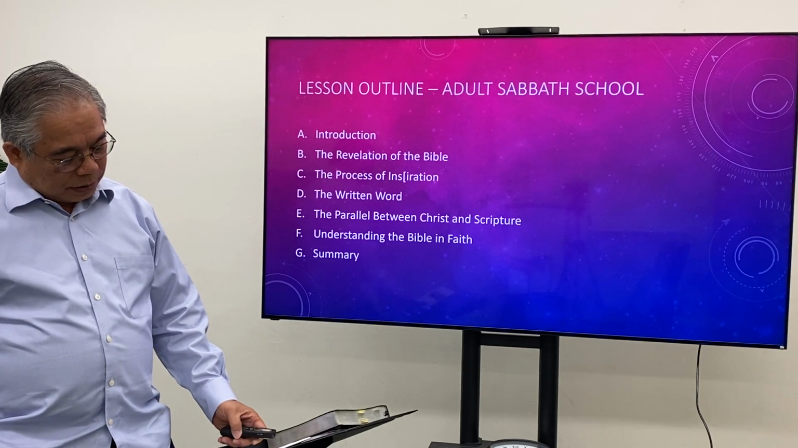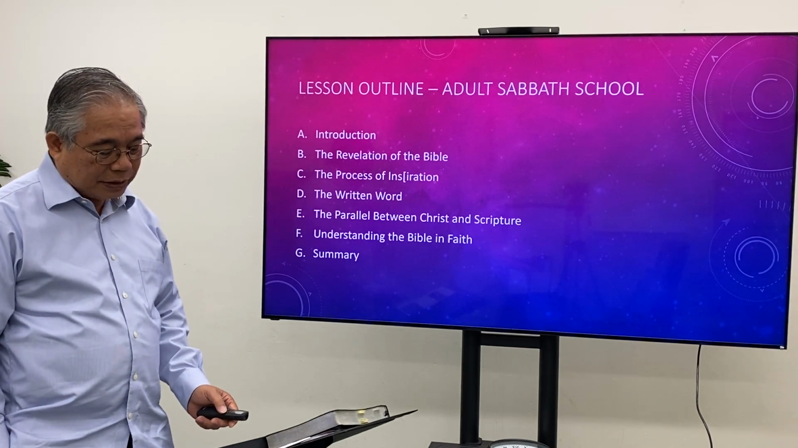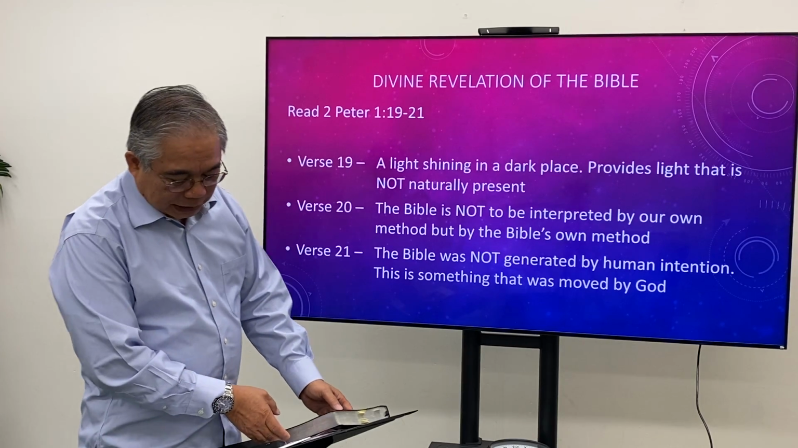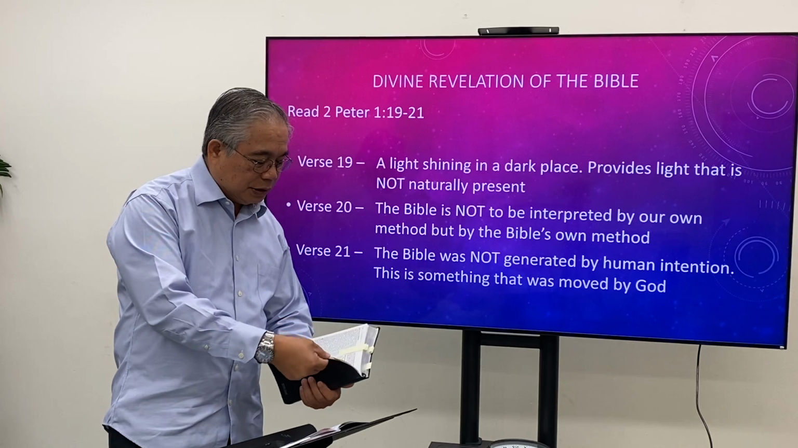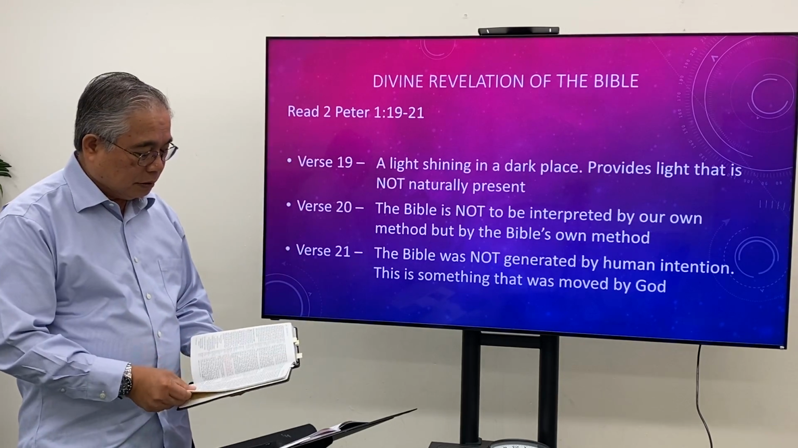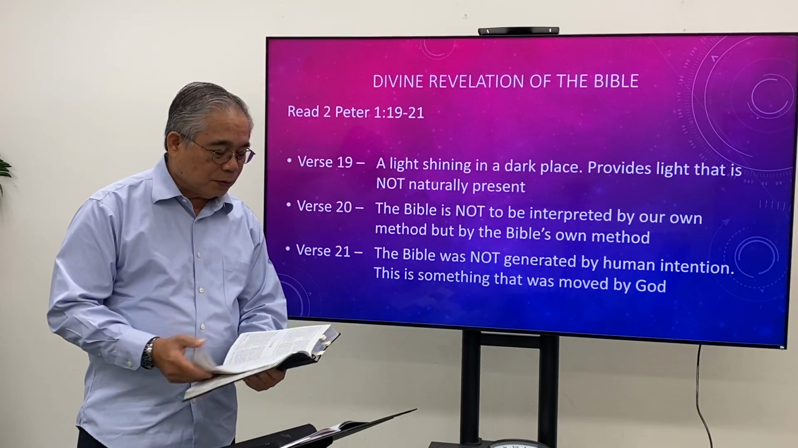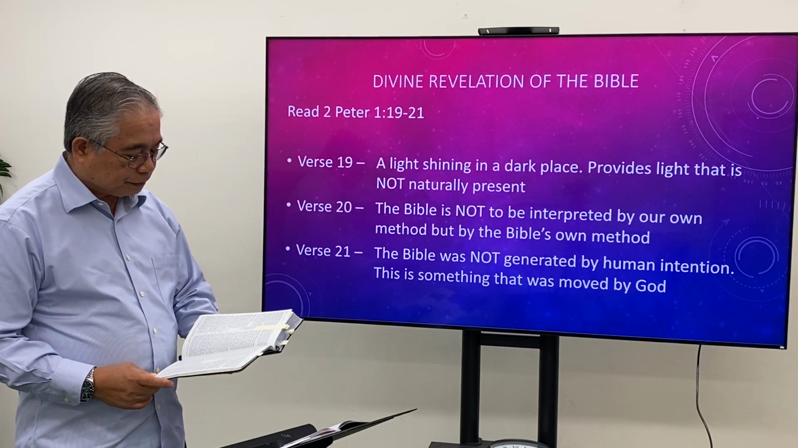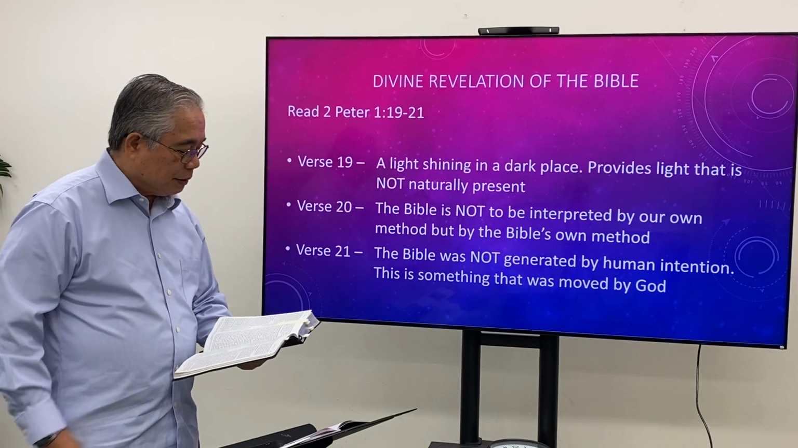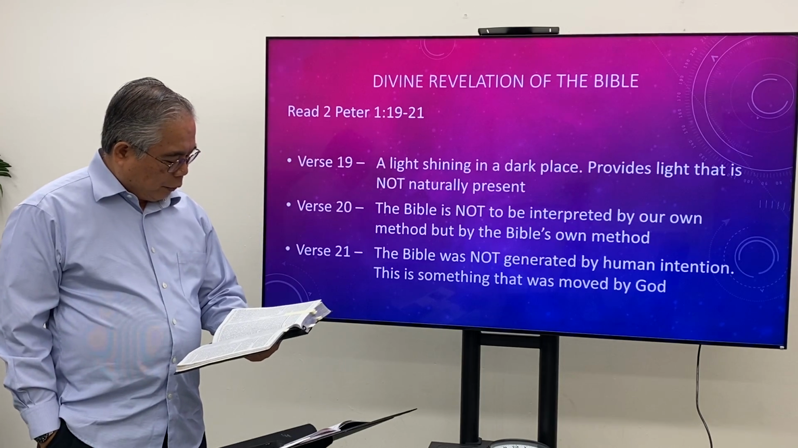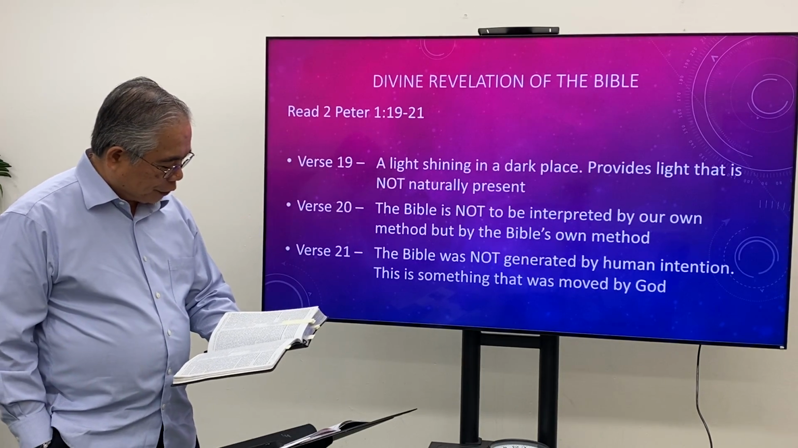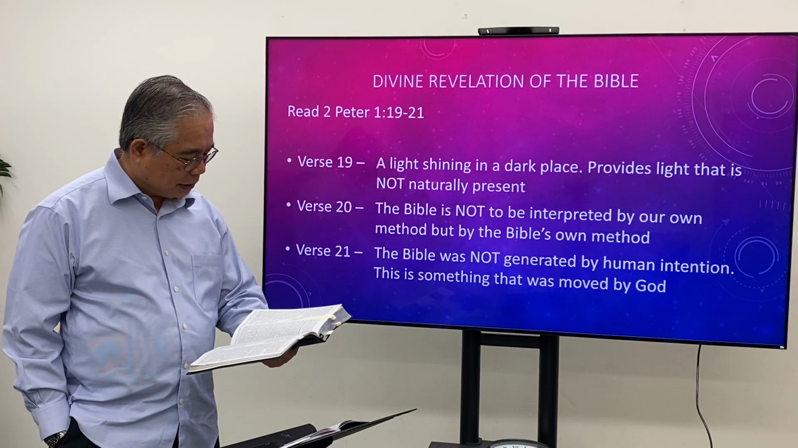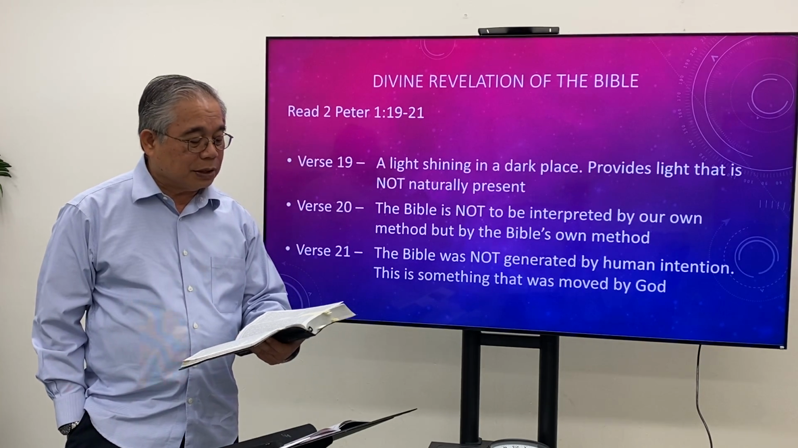So, this lesson is talking about the divine revelation of the Bible, and we can read from 2 Peter chapter 1, verses 19 to 21. It says, "And we have the word of the prophets made more certain, and you will do well to pay attention to it, as to a light shining in a dark place until the dawn or the morning star rises in your hearts.